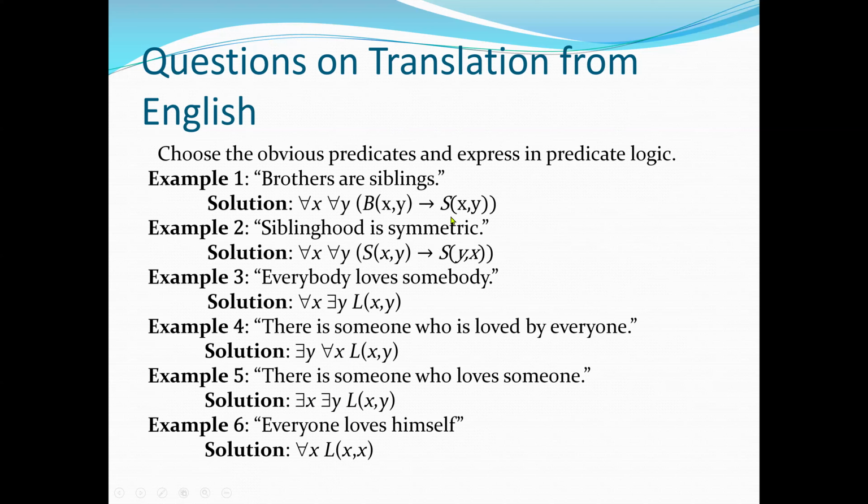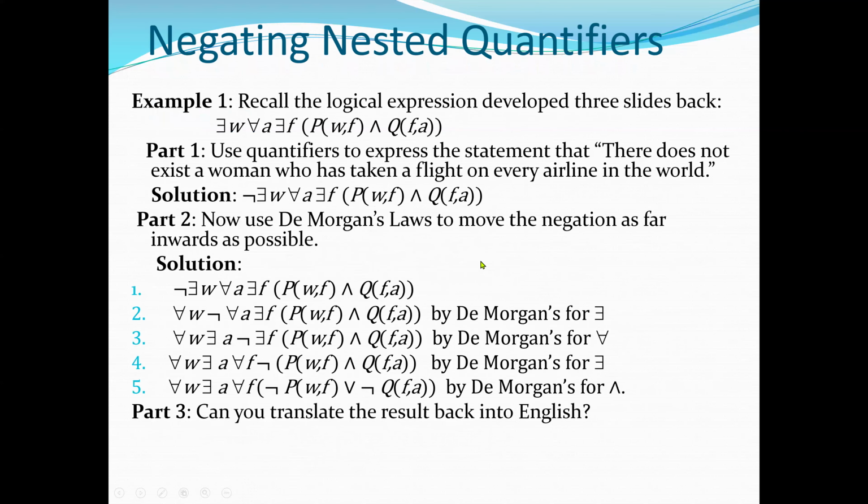So this is the concept of a nested quantifier, the parentheses. Again, inner parentheses. Also, we can negate the nested quantifiers. So recall the logical expression developed three slides back. We have there exists a woman w, or a, and there exists some flight f, P(w,f), and Q(f,a).